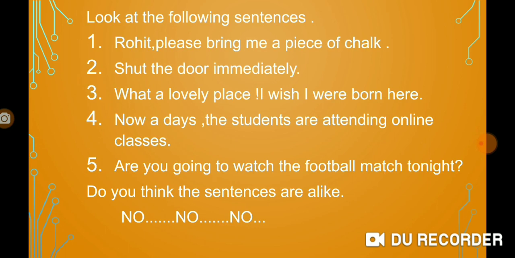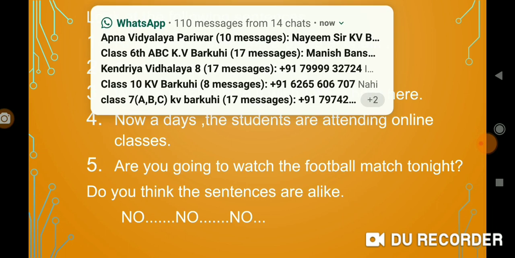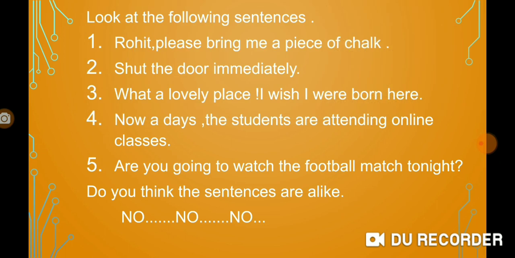I have taken some examples to analyze the sentences. Let us look at the sentences here. First one that I have written for you: Rohit, please bring me a piece of chalk. Second one: shut the door immediately. What a lovely place. I wish I were born here. Number 4: nowadays the students are attending online classes. And number fifth: are you going to watch the football match tonight?